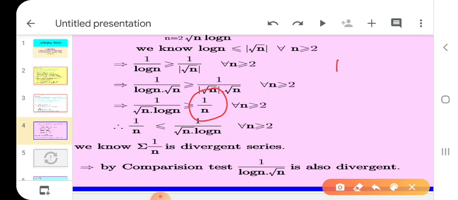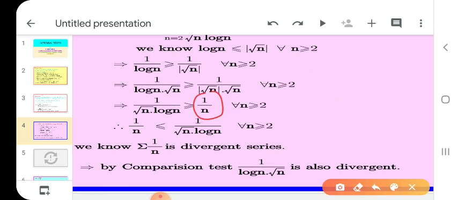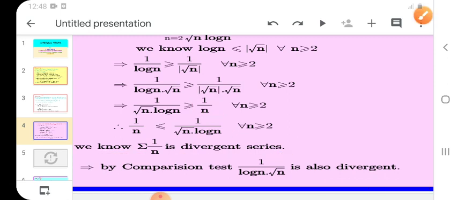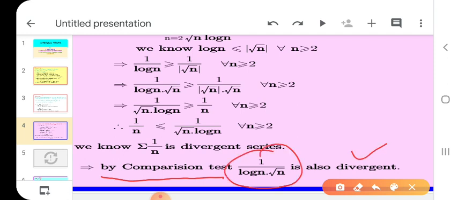By p series test, summation 1 by n power p. Here what is p? p equals 1. By p series test, if p equals 1, the given series is divergent. Therefore we know summation 1 by n is a divergent series. Here we got 1 by n is divergent. Then is our series greater than or less than this divergent series? Our series is greater than this divergent series. So by comparison test our series is also divergent.